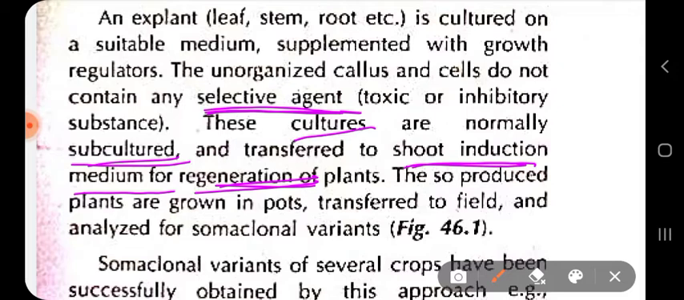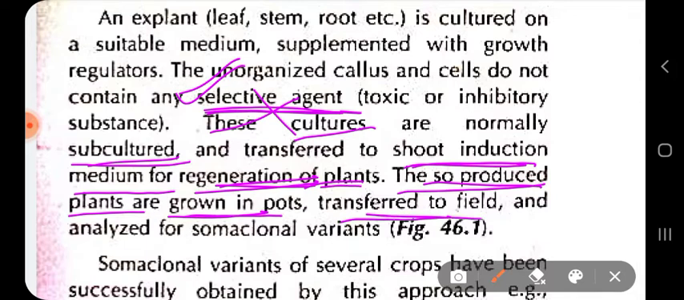In in vitro selection, we will see later on that we will use a selective agent and force the cells to induce some chromosomal change so that they can withstand those selective conditions. But here we are not using any selective agents. We are just subculturing them and transferring them into pots. That means we are doing hardening, and we regenerate the plants. The plants produced are grown in pots, transferred into the field, and then analyzed for somaclonal variants. Now how are they analyzed?